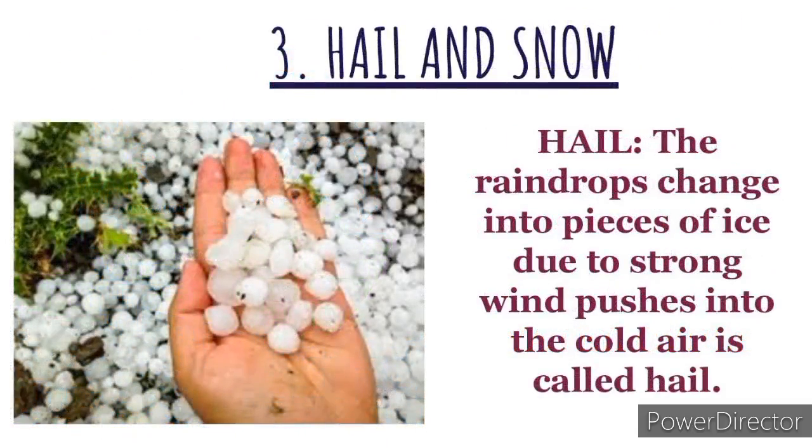Today's topic is hail and snow. So what is a hailstone? When strong winds push falling raindrops up into the cold air, the drops freeze to form ice. The pieces of ice fall to the ground as hailstones. That is, the rain is in the form of ice stones. Okay, instead of water rain, we get ice rain. That is called a hailstone.